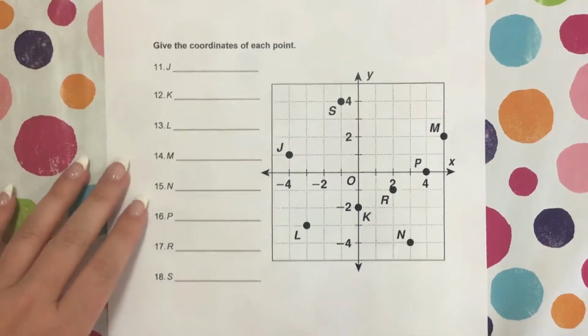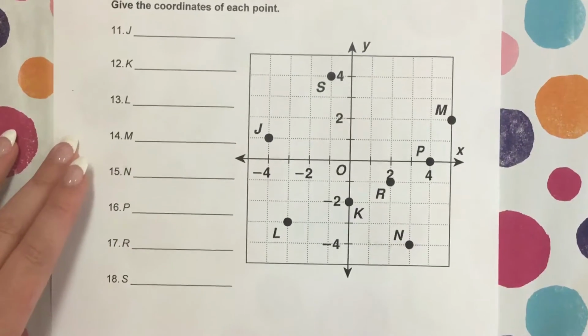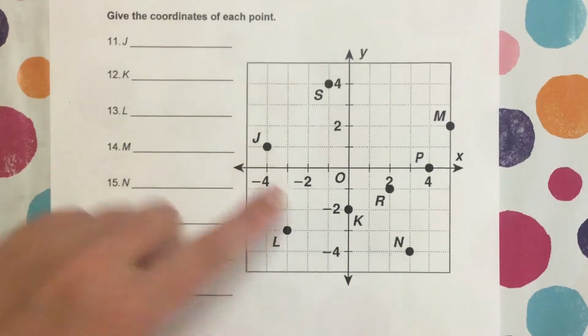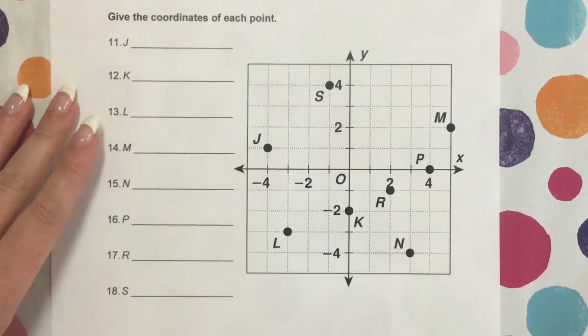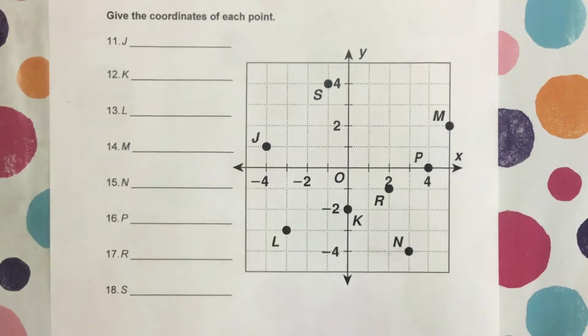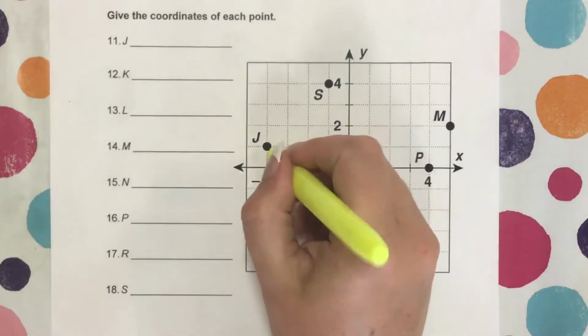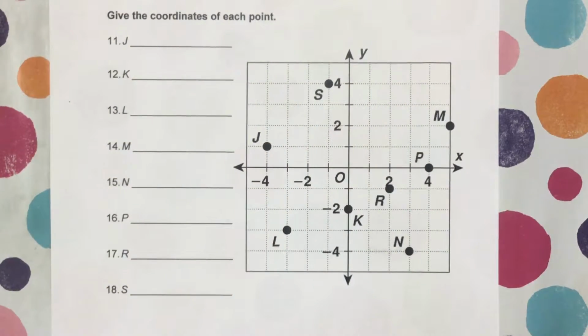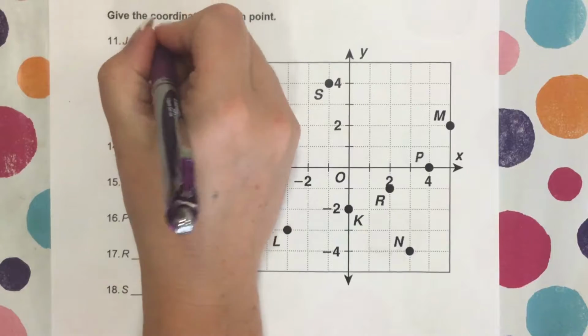So for these ones, we're going to be giving the coordinates of each point using this coordinate plane right here. I'm going to do the first two together, okay? So if we look at J, let's start with J. We know that every point has an X and a Y.